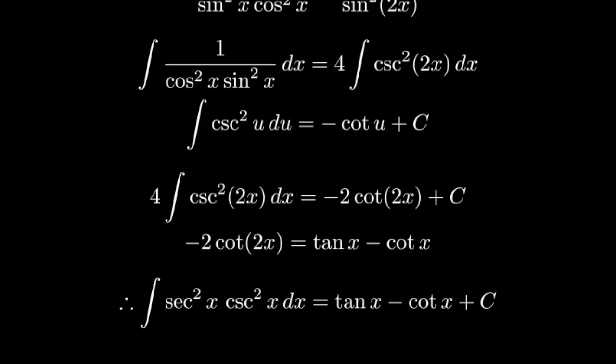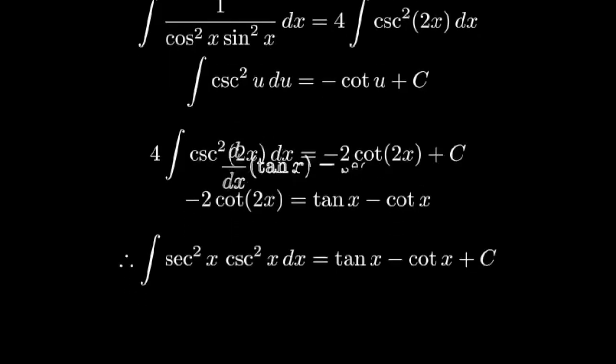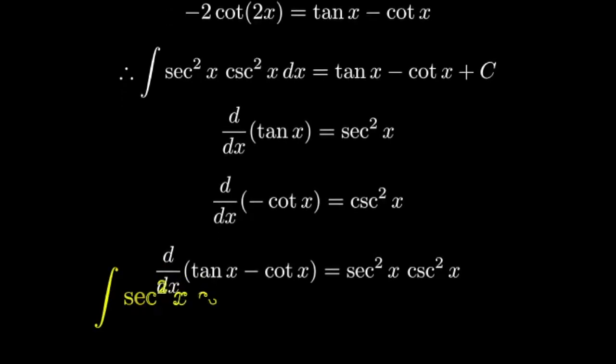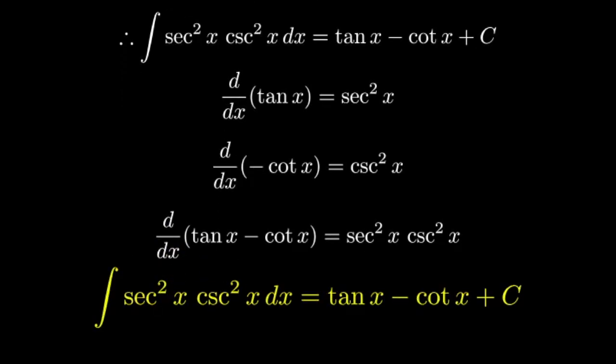This is a remarkable identity in trigonometry. To verify this is correct, we can differentiate tan x minus cot x. The derivative of tan x is sec²x, and the derivative of negative cot x is cosec²x. When we multiply these together, we get back our original integrand. Therefore, our final answer is tangent x minus cotangent x plus c.